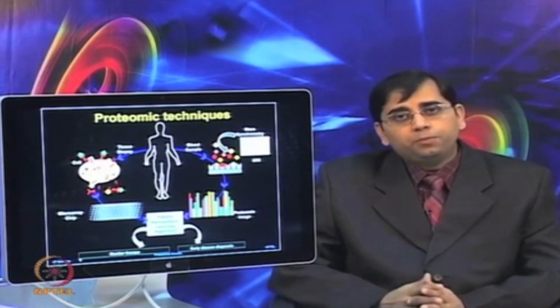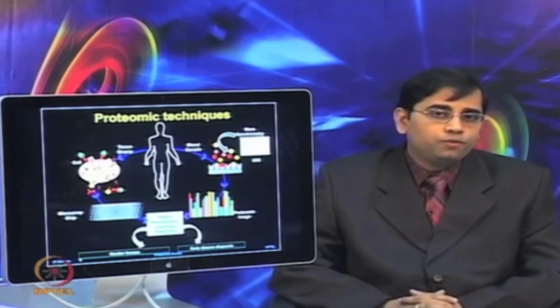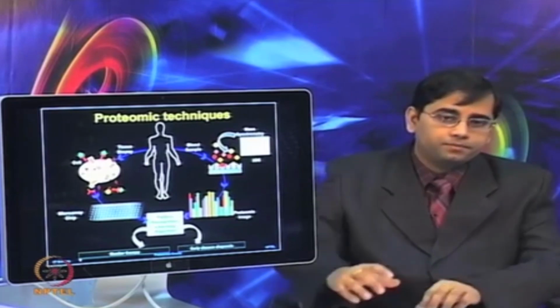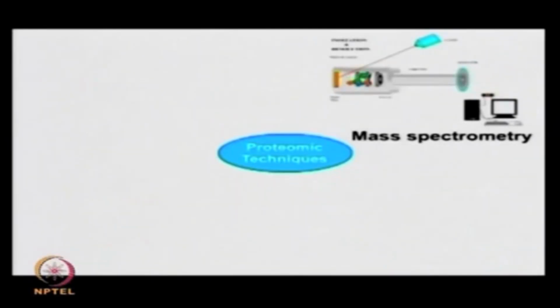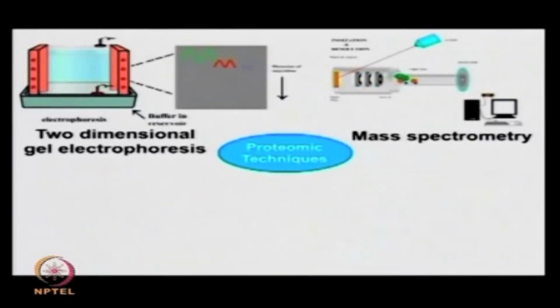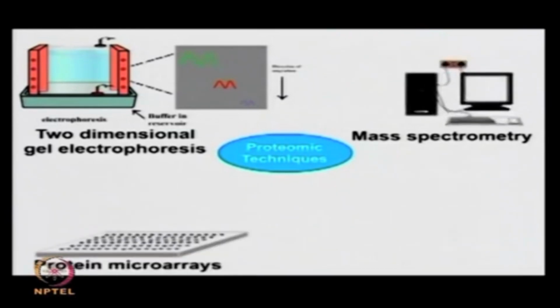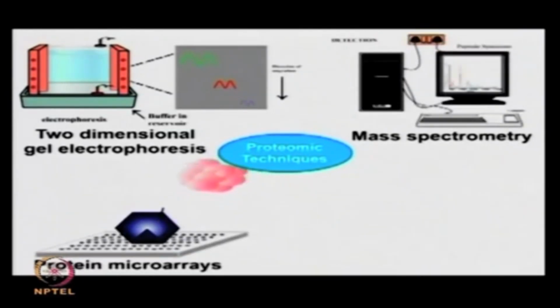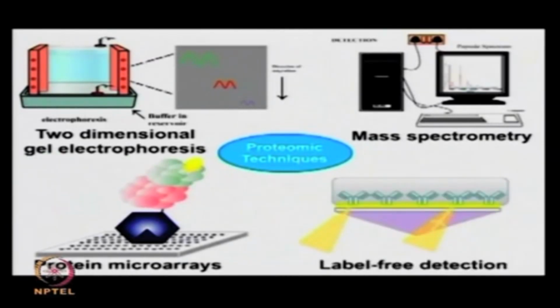Similarly, multiple types of proteomic technologies can be used for different applications. There are several proteomic techniques which are employed for studying these proteins, such as two-dimensional gel electrophoresis, mass spectrometry, protein microarrays, as well as some label free detection techniques such as surface plasmon resonance, SPR.